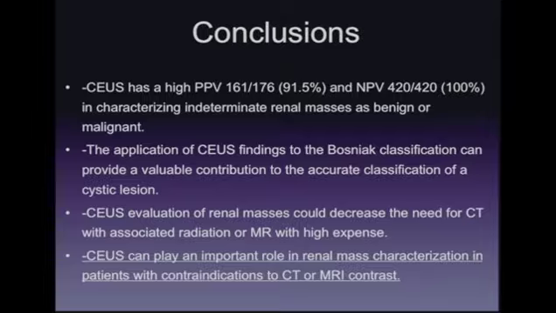The application of contrast-enhanced ultrasound findings to the Bosniak classification can provide a valuable contribution to the accurate classification of a cystic lesion. Contrast-enhanced ultrasound evaluation of renal masses could decrease the need for CT with the associated radiation or MRI with its high expense. CEUS can play an important role in renal mass characterization in patients with contraindications to both CT or MR contrast.